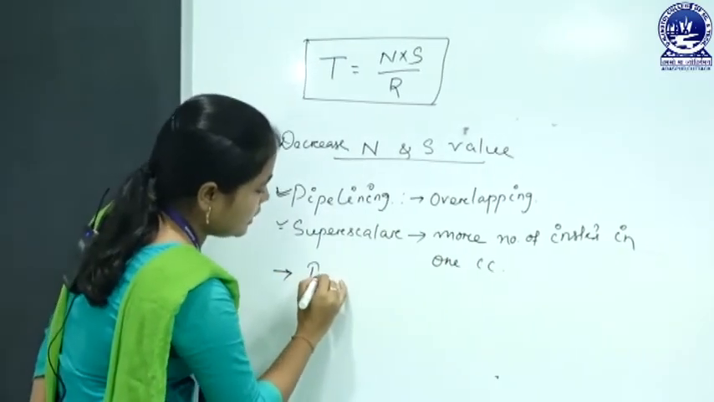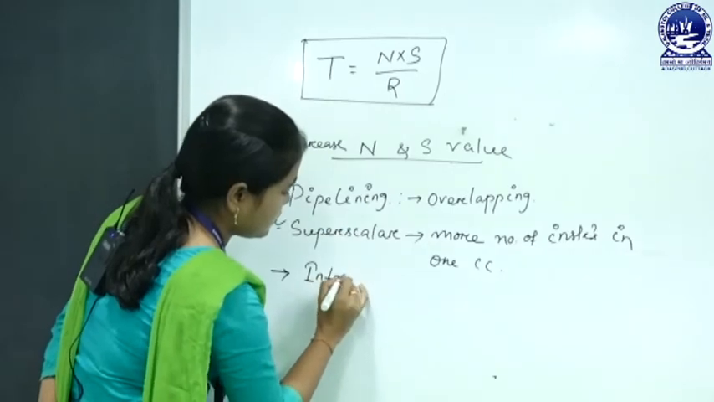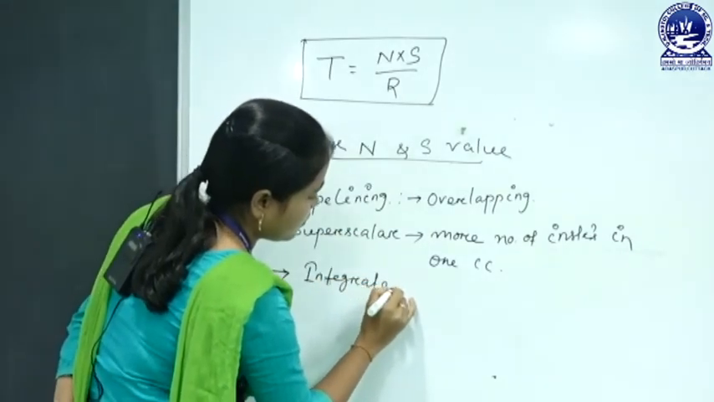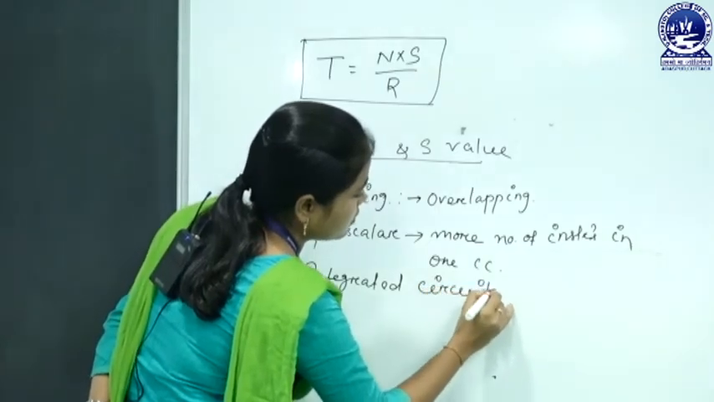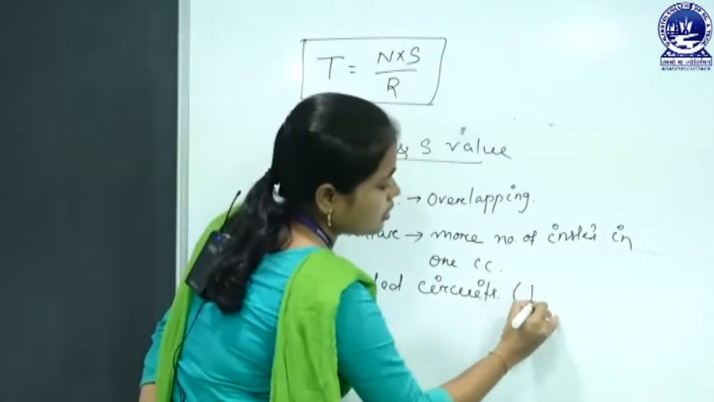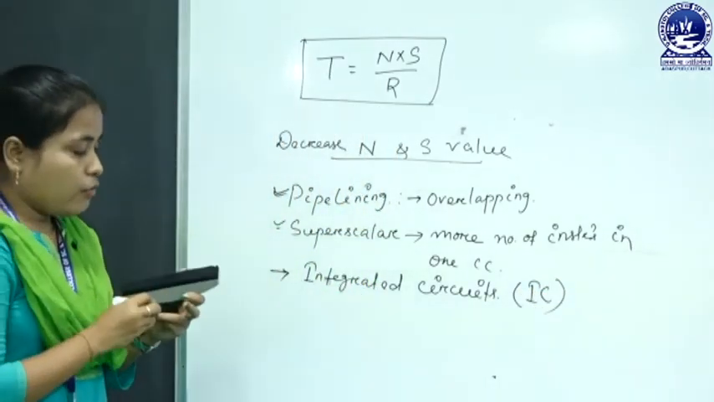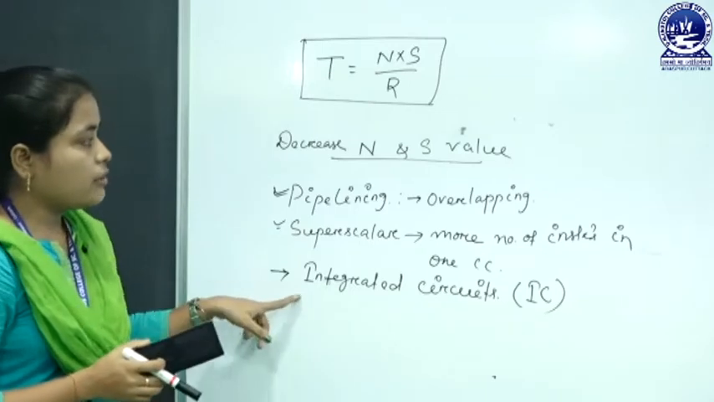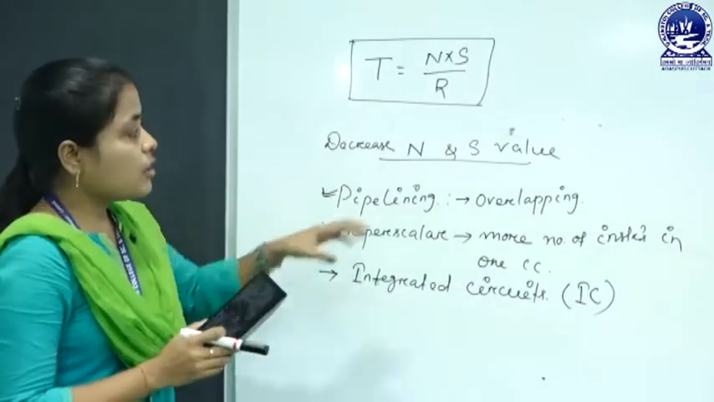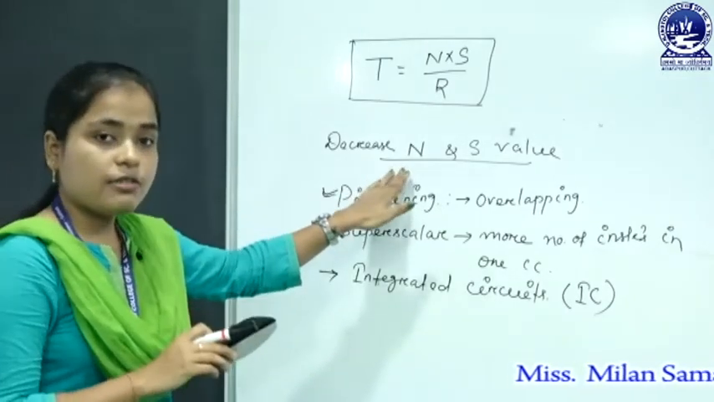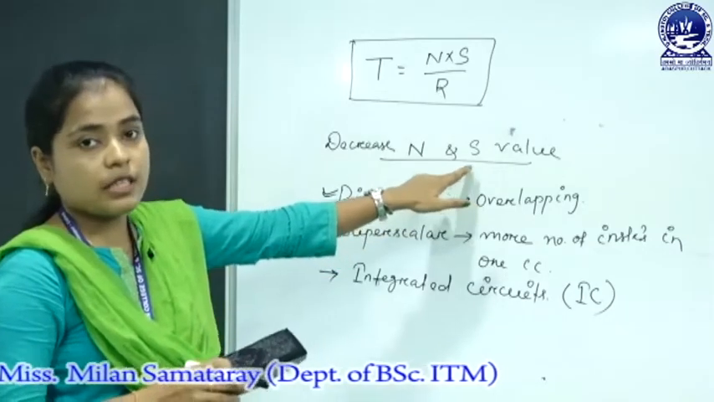implementing the integrated circuit, or the design of IC. By designing a well-featured integrated circuit, we can decrease the value of N and S. That means, the number of instructions being executed and the value of S, which means the basic steps basically.